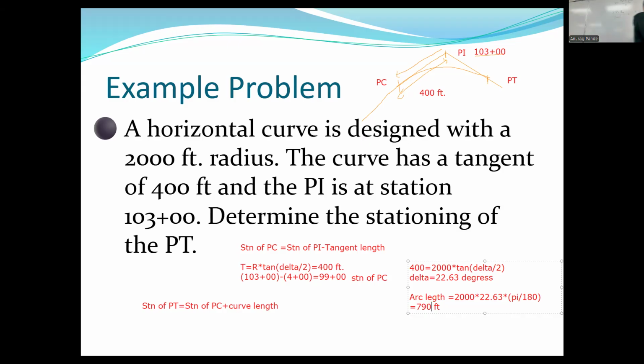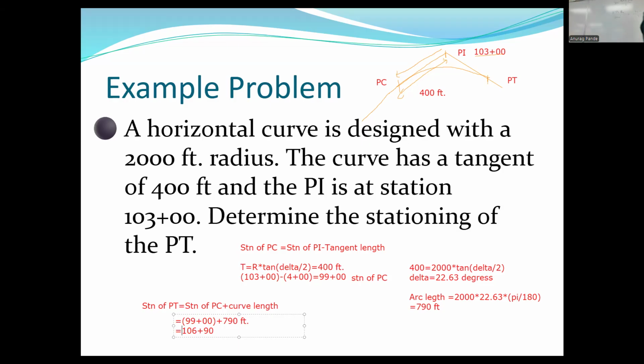Okay. So then you have the 7 full stations. So then you can come back to this equation. The station of PT is the station of PC, which is 99 plus 00, which you just determined, plus 790 feet. And that will give me 106 plus 00, or plus 90, right? So 99 plus 7 full stations is 106, and then 90 additional feet. The station of PT is going to be 106 plus 90.